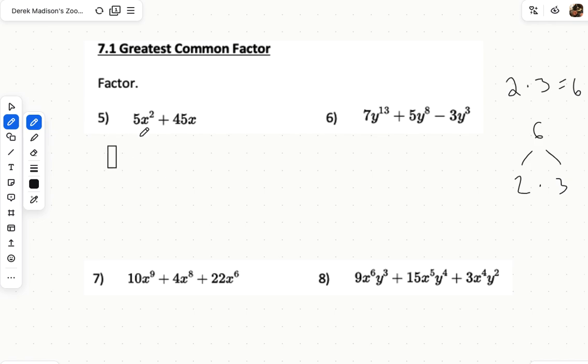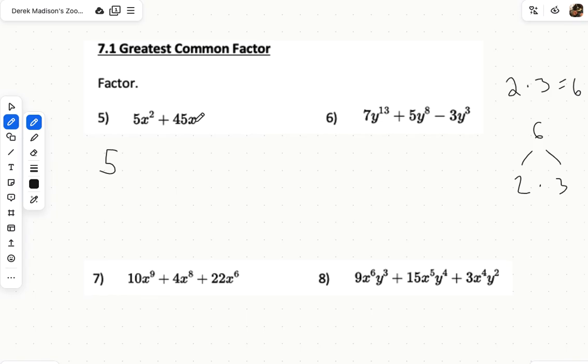So biggest number that goes into the numbers.